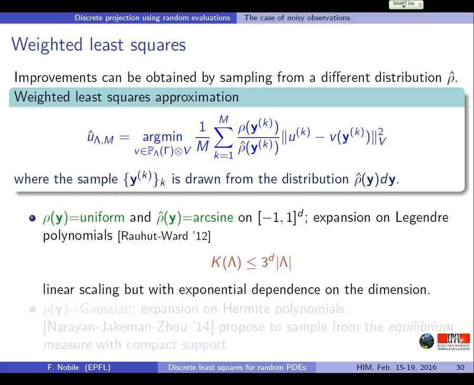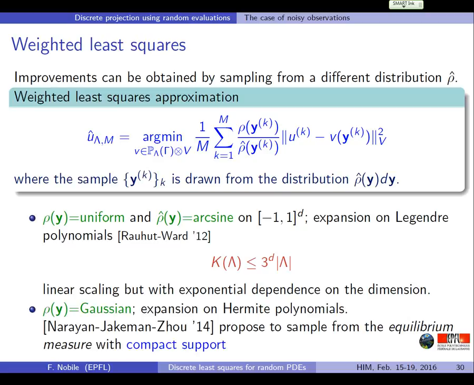Actually a good idea, if we want to work with a uniform distribution, is to use the arc-sine. So you sample from the arc-sine distribution, and you still expand on Legendre polynomials. The reason is that if you do polynomial interpolation, you actually want to cluster the points toward the end of the interval. This keeps the approximation much more stable. And again, in this case, you can show a linear scaling, but you will have again a constant that might depend exponentially on the dimension unless you start reweighting the coefficients as well.